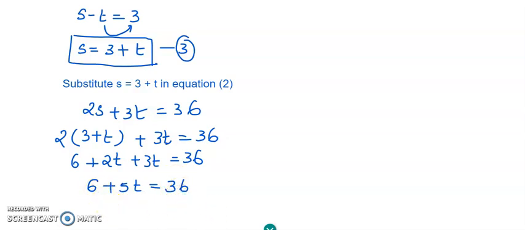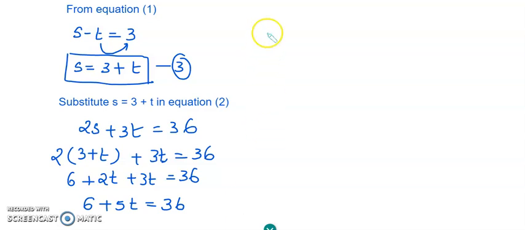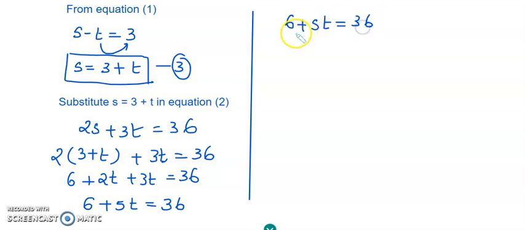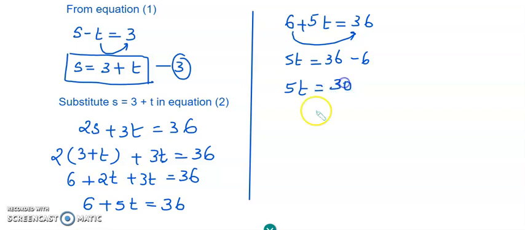I'm going to shift the 36 to the other side, but I'll solve on the right side because we have more space there. Let me rewrite this equation: 6 plus 5t is equal to 36. Sorry, my mistake, it looks like an s but it's a 5. I'm going to shift the 6 to the other side, so it's subtracted. 5t is equal to 36 minus 6, so 5t is equal to 30. So t will be 30 divided by 5, which is 6. So we got t.